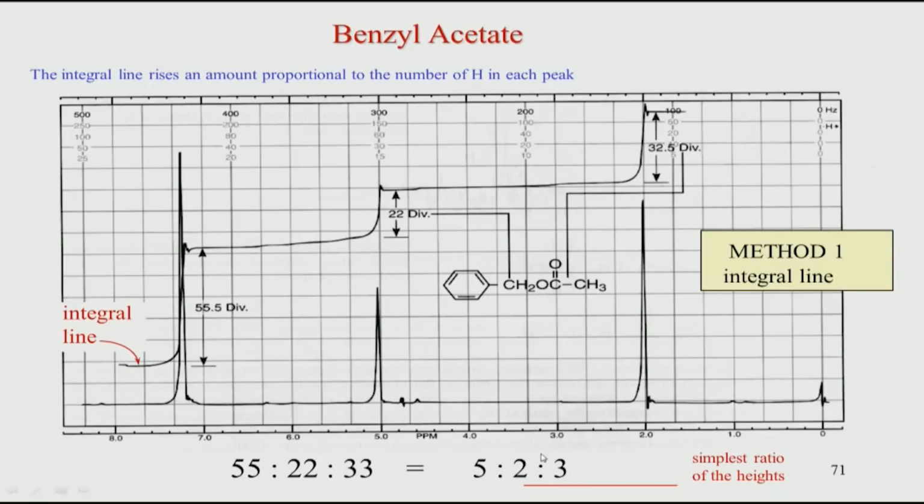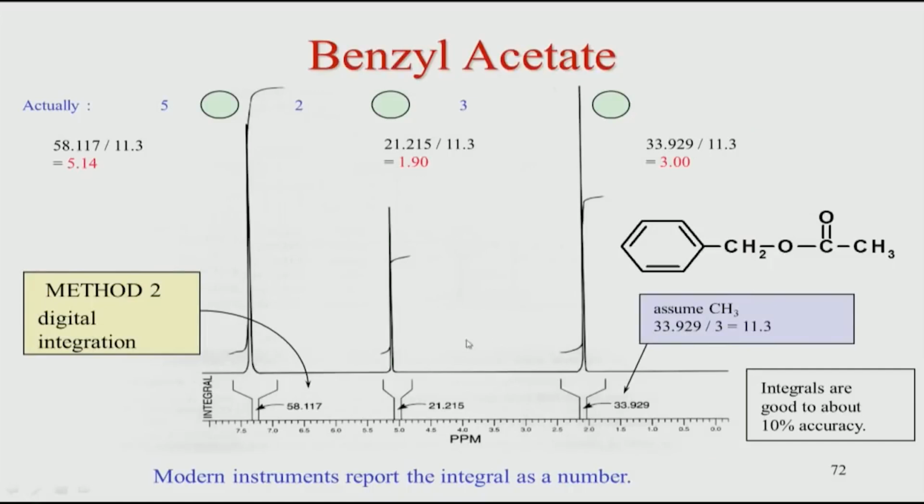So, ratio is very important to know because from the ratio we come to know how many hydrogens are there in this particular peak, without which it is very difficult to analyze the structure, which we will use in the later slides. So, the J coupling, chemical shifts and this area are very important. This is again shown in this particular slide. This is for benzyl acetate, the same molecule, where we get the heights in the ratio of 5:2:3 because of the different types of protons.